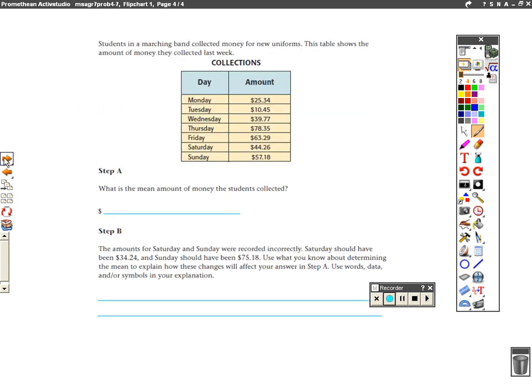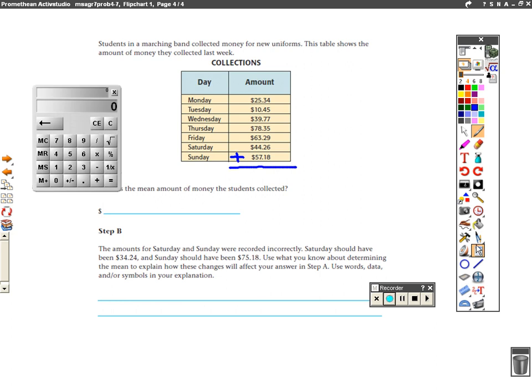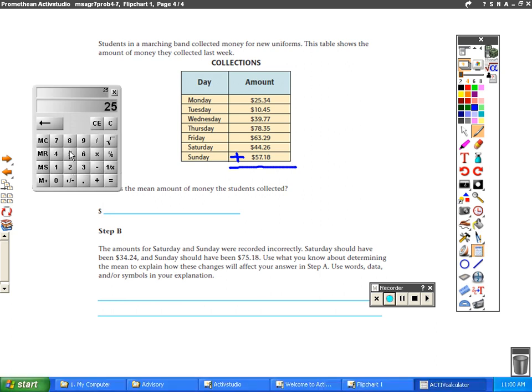All right. Last problem. Students in a marching band collect money for new uniforms. The table shows the amount of money they collected last week. What is the mean amount of money the students collected? Okay, mean is another way of saying average, the typical average that we think of. So the first thing we need to do is add up all the money. So I'm going to take out my calculator and I'm going to add up the amounts. $25.34 plus $10.